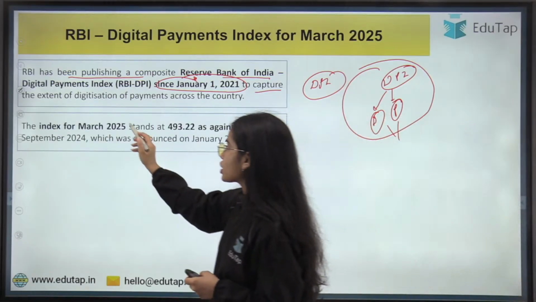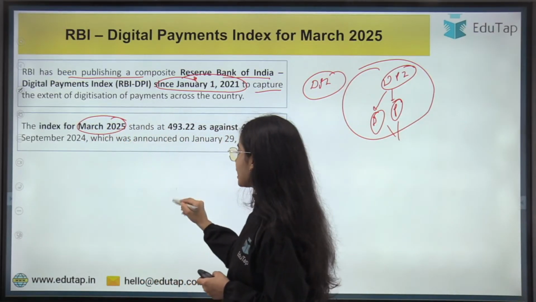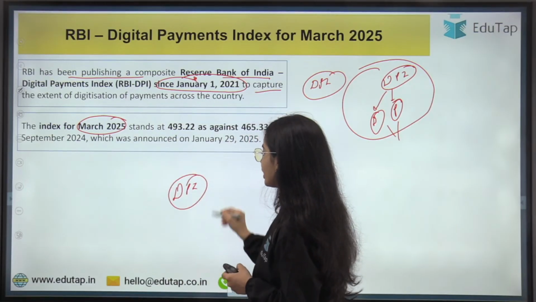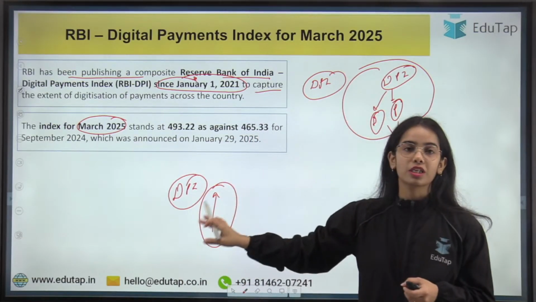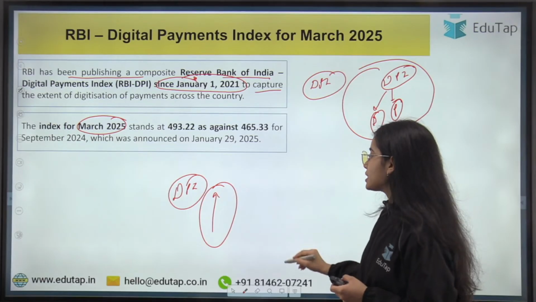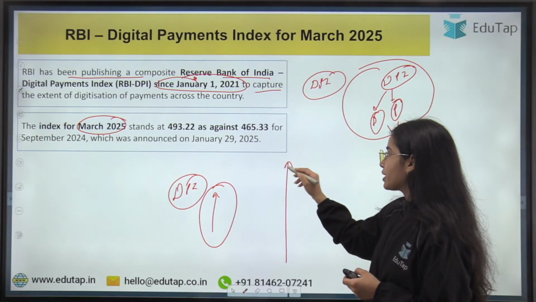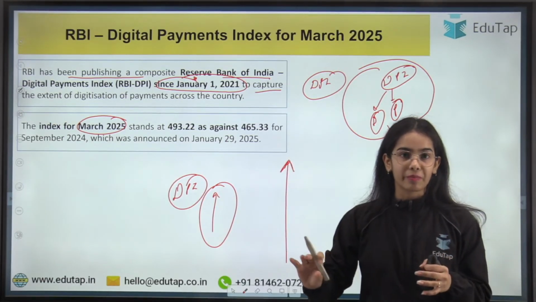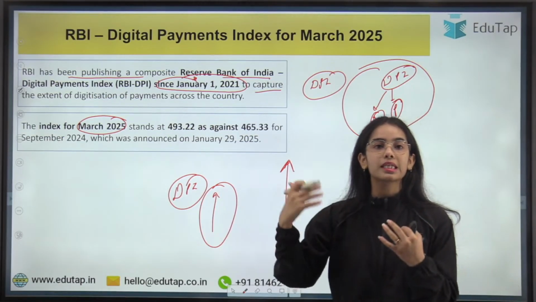Now, you can understand that if the Digital Payment Index is improving, that means the value of the Digital Payment Index is increasing. That showcases that there is further deepening and penetration of digital payments happening. Digital payments are further increasing in the country.